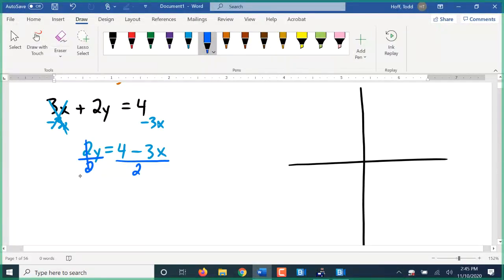So that 2 cancels out. We have y equals 4 divided by 2 is just 2. Negative 3x divided by 2 is negative 3 over 2 x. So we go to graph this. We start at positive 2. That's what that's telling us to do. And then we have negative 3 halves times x. That's our slope. So from that point, we go down 3 for the negative 3, and we run 2. There's our second point. Our line goes through those 2 points, like that.